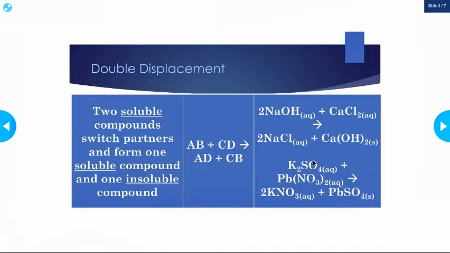Also, you'll notice that both of these are aqueous or soluble in the reactants. And then in the product, I have an aqueous and then a solid. And so that's what you must have in order to have a double displacement reaction. The same is true with the second example. This is aqueous reactant, and then we end with an aqueous and a solid product.